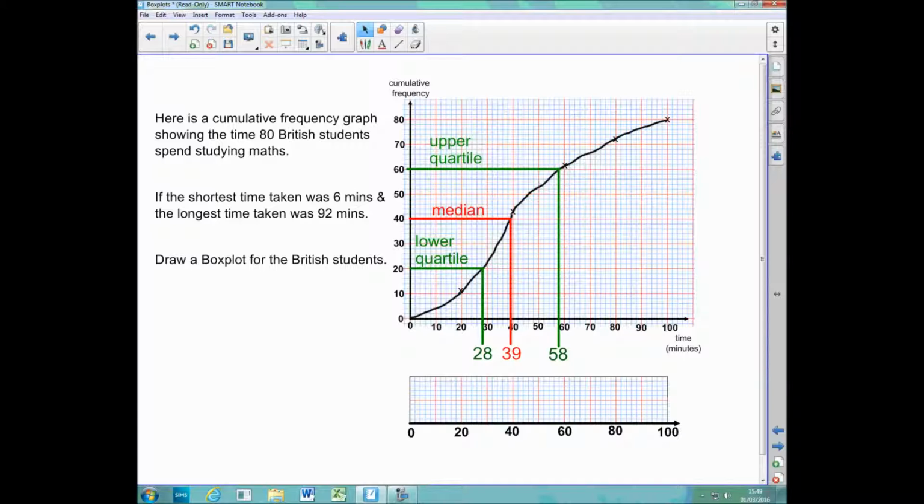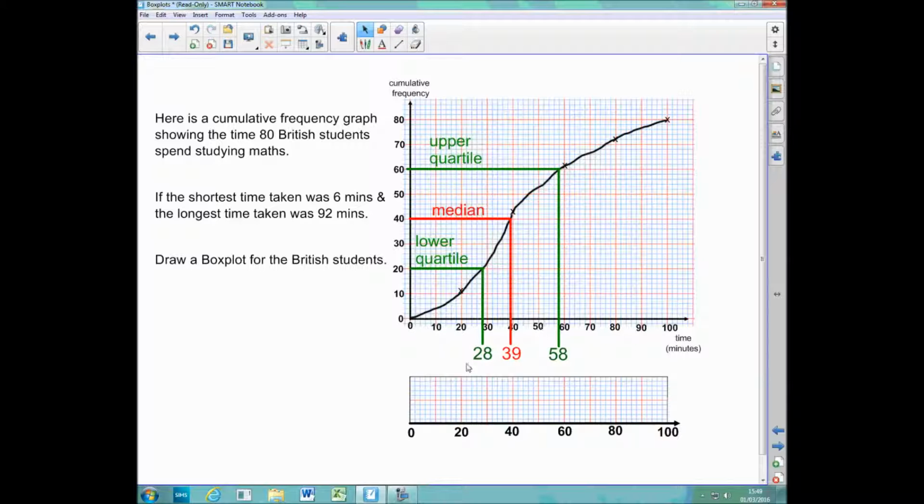Now, I'm not going to go into how to find these lower quartiles, medians, and upper quartiles from a cumulative frequency diagram, because I've already covered that in the cumulative frequency video. So if you're not sure how I've got these lines and these values down the bottom here, then just click on the cumulative frequency video and go to the last section and it will explain it all there.